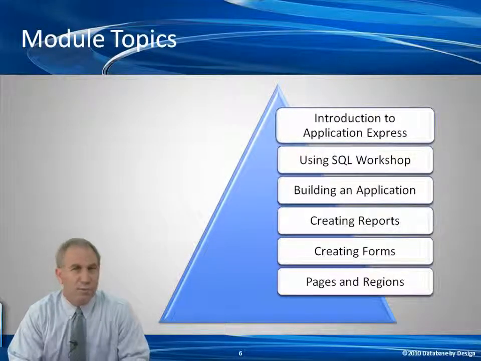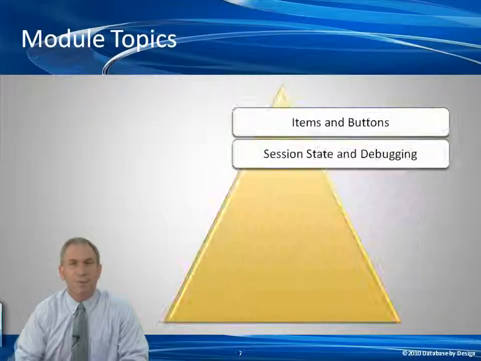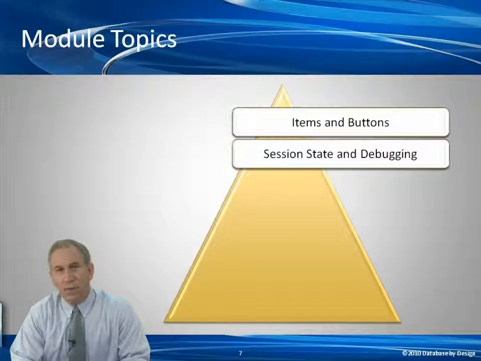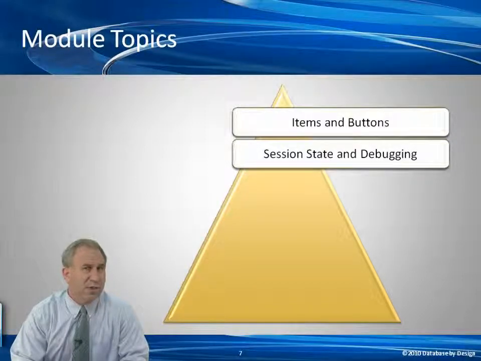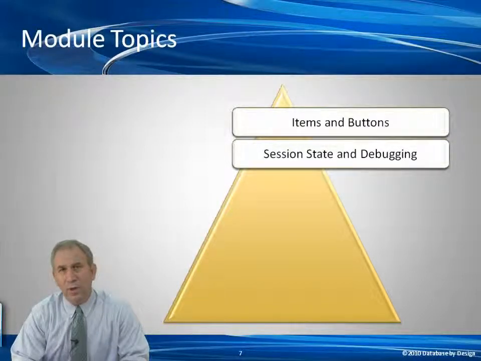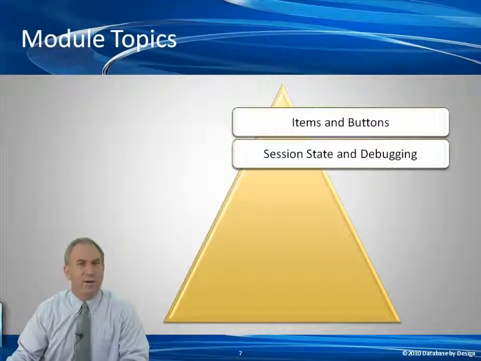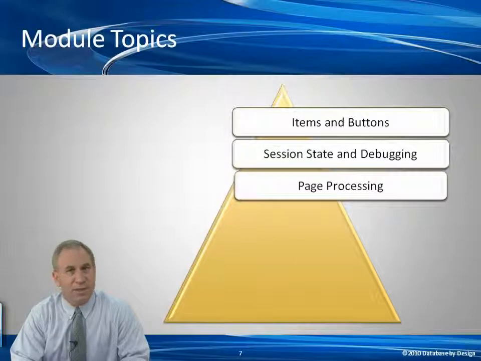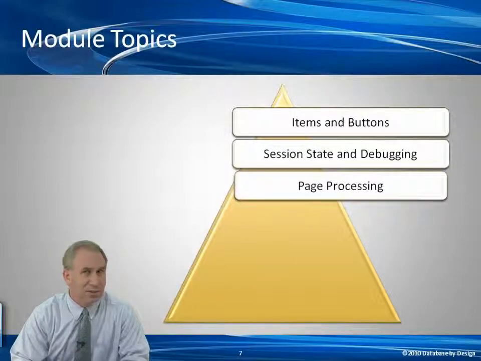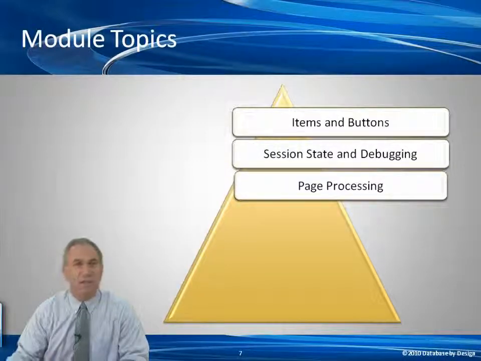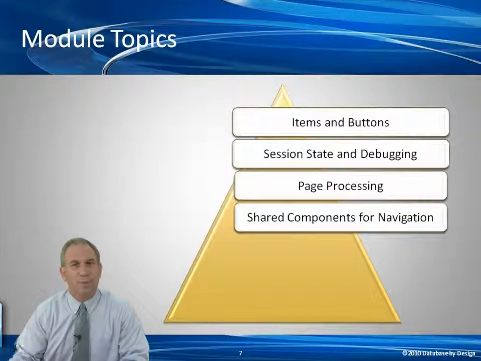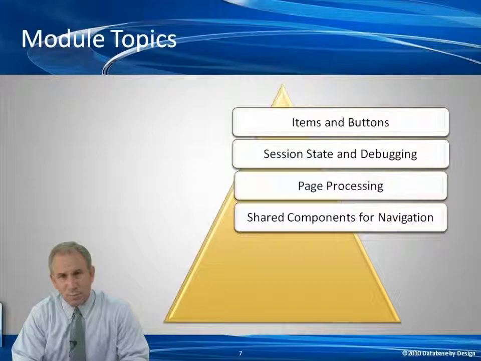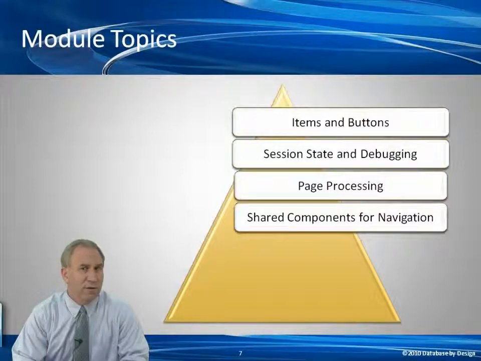And within those forms, we will have our pages and regions. With an individual form, we will learn about items and buttons, and these are components of an individual form. We will talk about session state and debugging: what is a session state and how we can debug our application if we need to. We will learn how Oracle Application Express will process each individual page or information that's displayed to your application. We will talk about our shared components, our menu items and our buttons, our checkboxes, and our radio buttons.